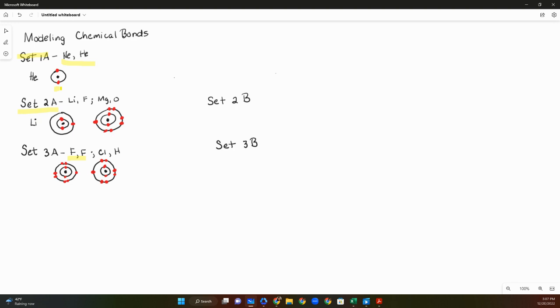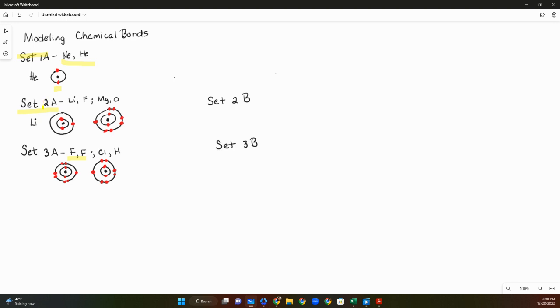Now, remember that those circles represent energy levels. So the first energy level can hold 2 electrons, the second 8, and so on. So I did here helium. So knowing that, you should be able to do neon that has 10 electrons.